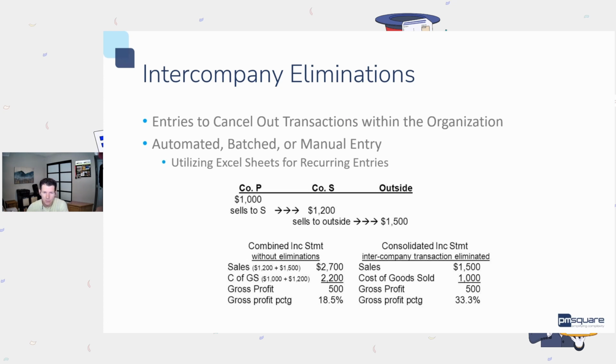And of course, we need to eliminate those values to get down to the true number. If we back out the $1,200 revenue event within the company, we get to 1,500, and the COGS number within the company of $1,200 gets us down to 1,000. So that's the gist of intercompany transactions.